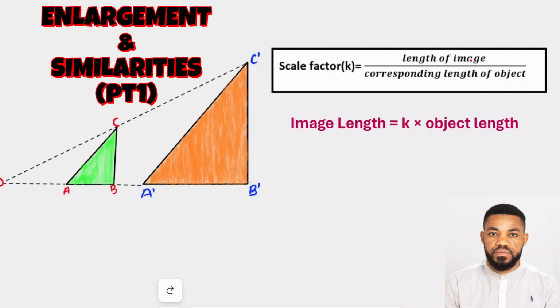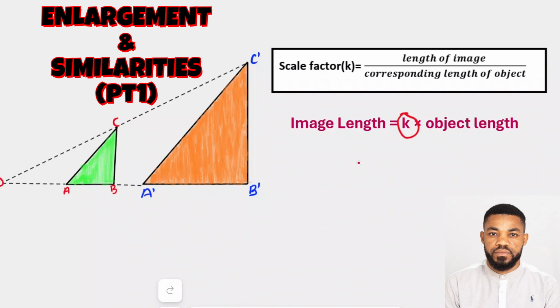We can make length of image the subject. So we make the length of image the subject, we just have to multiply the scale factor K by the corresponding length of object. That is what we have here. So if you want to get the length of image, just multiply the scale factor by the object length. Now, this means that the scale factor plays an important role here.